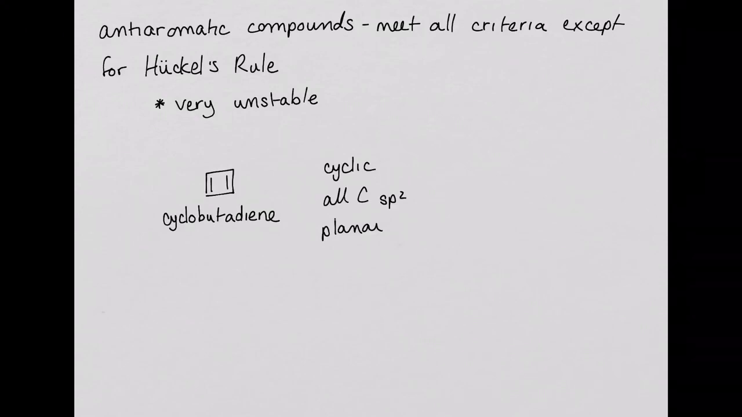Cyclobutadiene does not follow Hückel's rule. The number of pi electrons in this system is 4. This is 4n pi electrons, not 4n plus 2 pi electrons. Therefore, cyclobutadiene is an anti-aromatic compound.